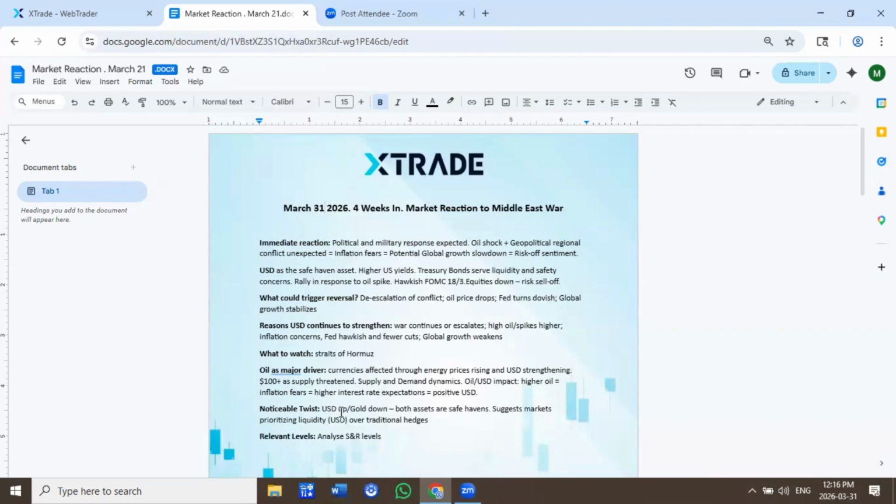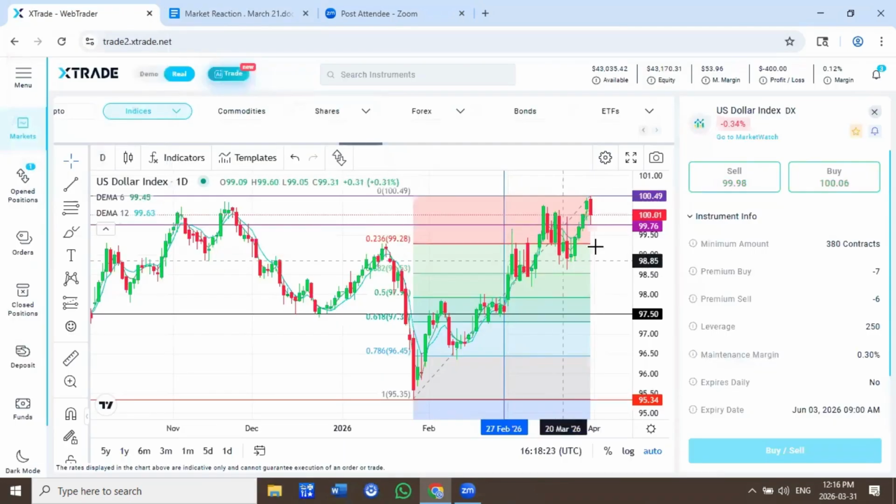Worth noting is the US dollar and gold, the way they've reacted. Both are assets as safe havens. However, the market suggests that the priority has been the liquidity which the dollar offers over traditional hedges. So those are some of the facts I think that we know about where we stand right now, what we've seen particularly with the US dollar and the way the US dollar strengthened against all of the majors. Let's go back to where I started.